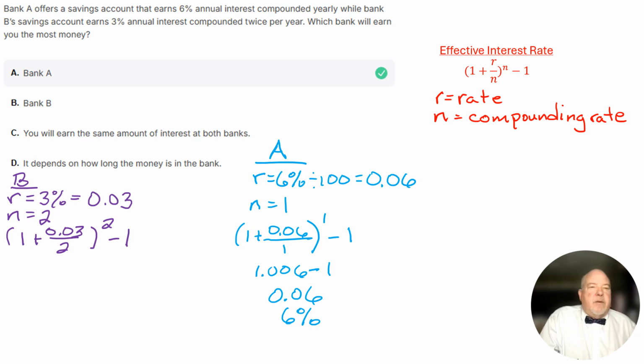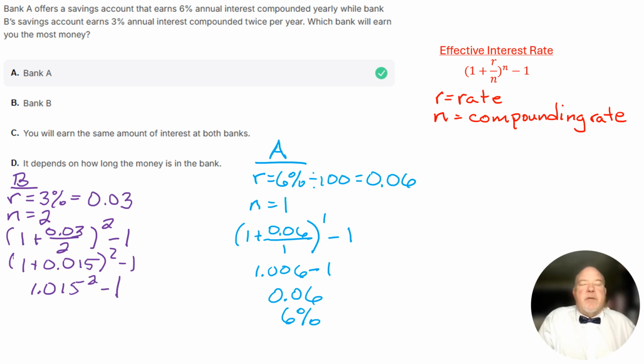And so now I have 1 plus 0.015 to the second power minus 1. So 1.015 to the second power minus 1. I forgot to find out what the value of 1.015 to the second power is. So I'm going to pause it and use my calculator real quick. I'm going to cheat. Be right back.